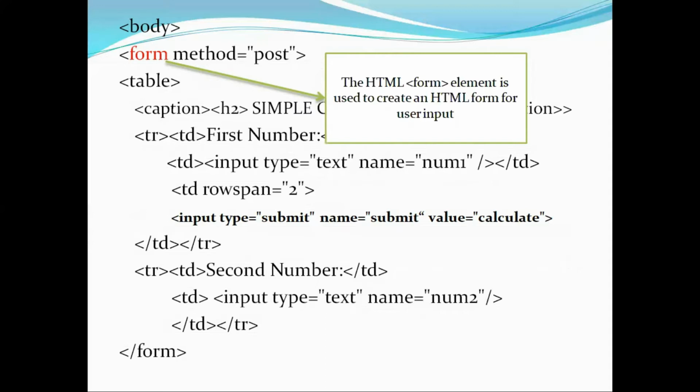Try to understand what our task in this program is. Here we need to design a program which performs simple calculator operations. Simple calculator operations means what? We need to perform addition, subtraction, multiplication as well as division. For that purpose, the user should give the input. The input is taken using this form tag, which is used for user interaction, that is, for the communication between the user and the system. We are using the form tag.